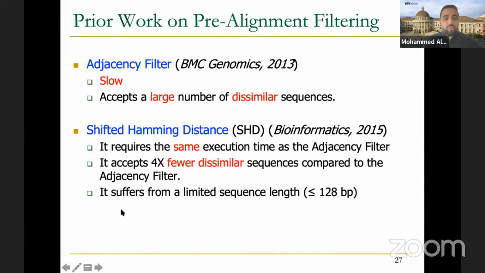Also, the implementation they provide for shifted Hamming distance uses an old implementation of SIMD registers that is limited to 128 bits, or 256 bits, corresponding to 128 characters. That is the limitation of this filter. So you cannot filter sequences longer than 128 characters.